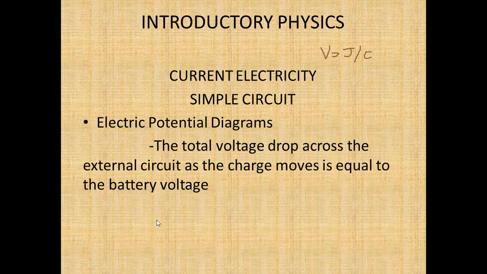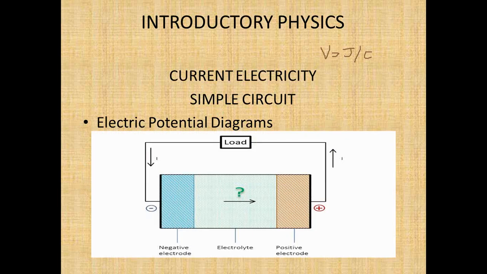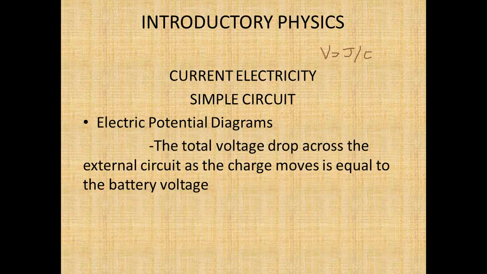Okay, so we had talked a little bit about voltage drop, but when we talk about voltage drop, it is the total voltage drop across the whole circuit. It's equal to the voltage required to move the charge throughout the circuit. Okay, so the total voltage drop across the external circuit as the charge moves is equal to the battery voltage.